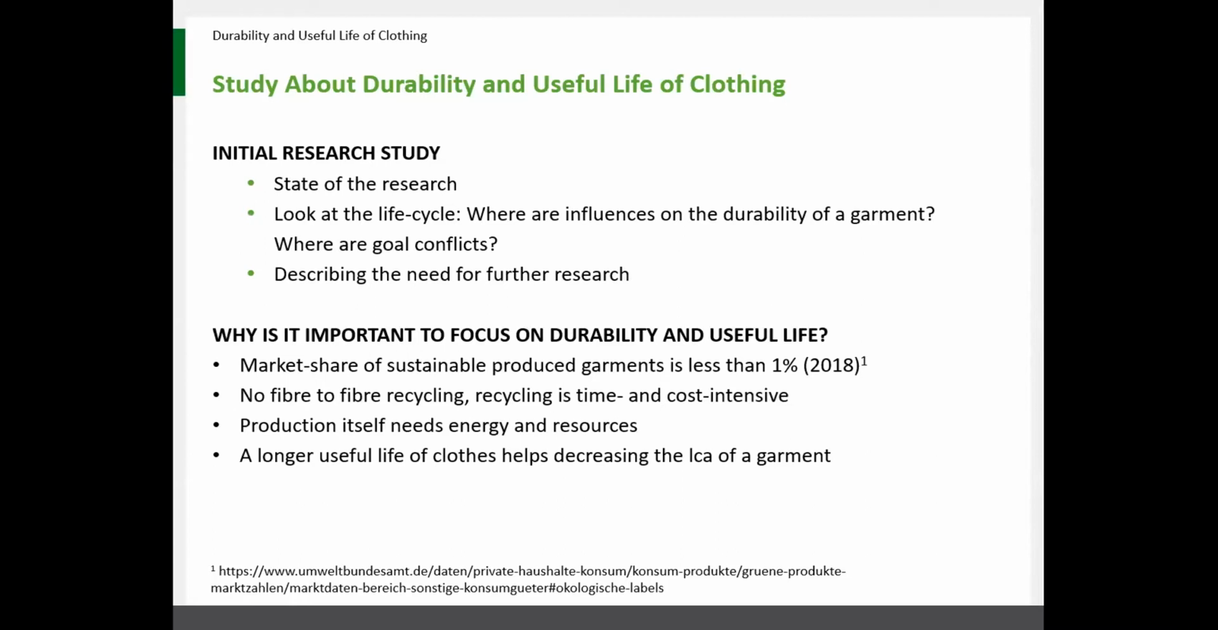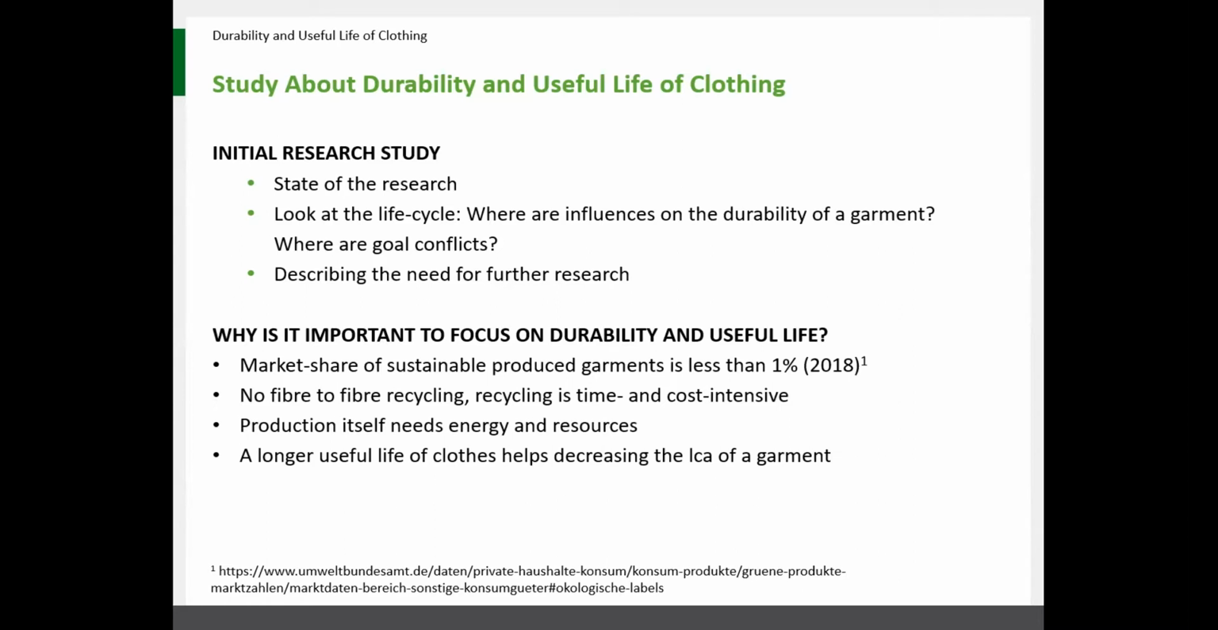So what are we doing in this study? First of all, we want to describe the current state of the research in Germany regarding durability, longevity, and useful life of clothing. This means we did a lot of literature research, but we also did interviews with several stakeholders, and we did a survey for quality standards with relevant fashion brands.